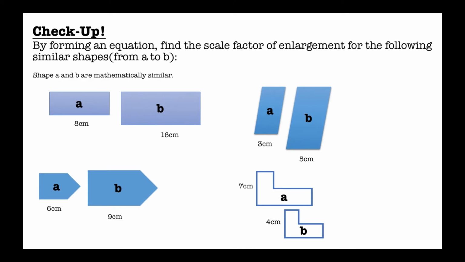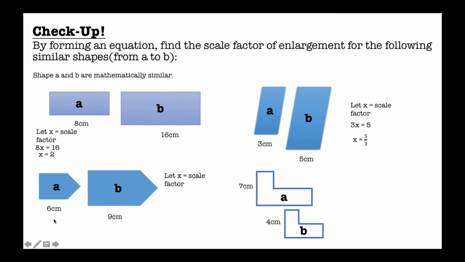Okay, if you've paused the video, we can see that shapes A and B in each question are mathematically similar. So let's look at the first one. 8 times something makes 16. So 8x equals 16. 16 divided by 8 is 2. So x must be 2. Well done if you got that right. Then the next one, 3 times something is 5. So 3x is 5. If we divide by 3, x equals 5 over 3. You can just leave it like that.